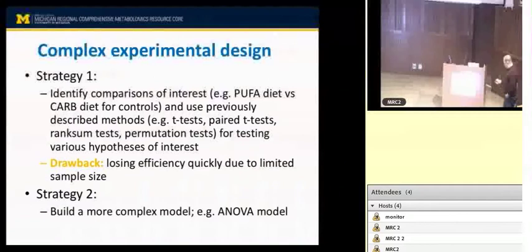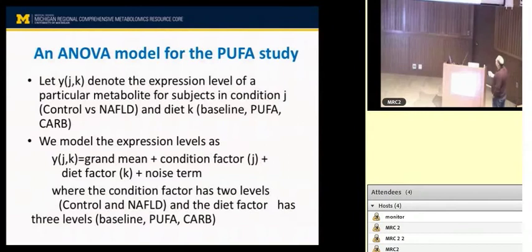So just to give you a flavor, let's say that this is the expression level of a particular metabolite for subjects in condition J. So this is one of our factors. So control versus NAFLD, this is my first factor. And diet K, which essentially has three levels: the baseline before subjects were put on the PUFA diet, the PUFA level, and the carb level. So that tells you how complex the design is.